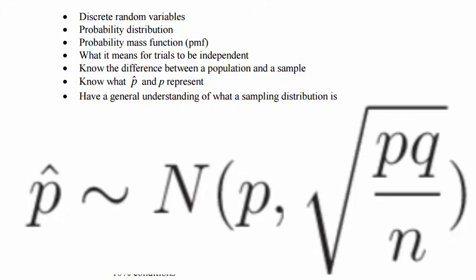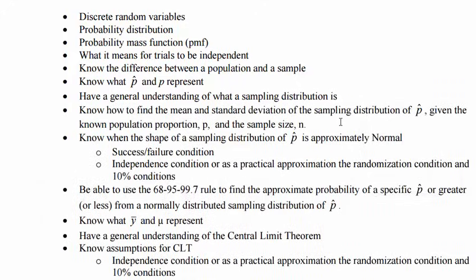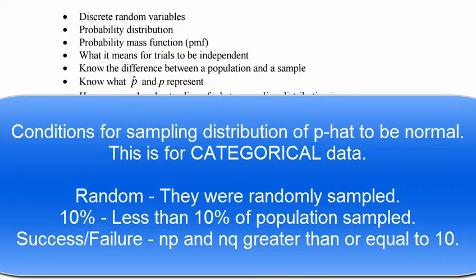Know when the shape of the sampling distribution is approximately normal, and it must meet 3 conditions. The data must be randomly selected. We must meet the success-failure condition, which means np and nq are both greater than or equal to 10, and that is the expected number of successes and expected number of failures. Remember, just do the formulas: np greater than or equal to 10, nq greater than or equal to 10.